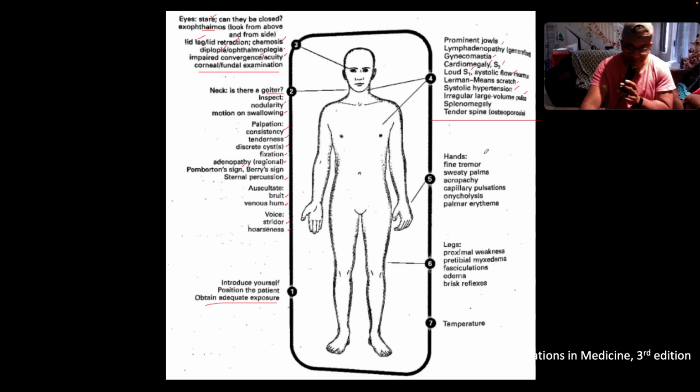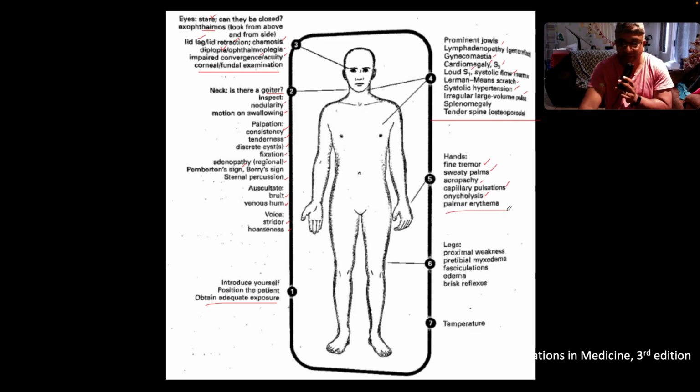In the hands, well, some of us like to examine the hands first. Right, but what you're going to find is a fine tremor, and this may not declare itself normally. What you do is ask the patient to hold their hands out like so, and place a sheet of paper on top of them, and you notice there'll be a fine tremor. Right, the patient may have sweaty palms, thyroid acropachy, which is a fancy way of saying clubbing in the context of Graves' disease, capillary pulsations, onycholysis called Plummer's sign, and palmar erythema.